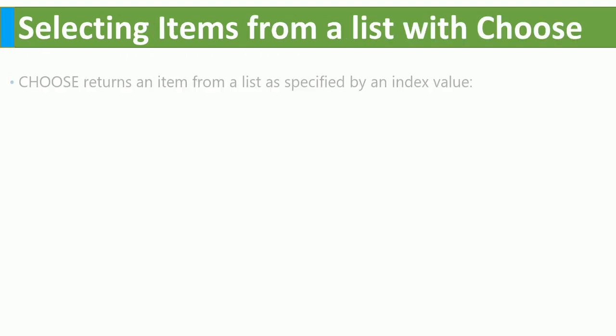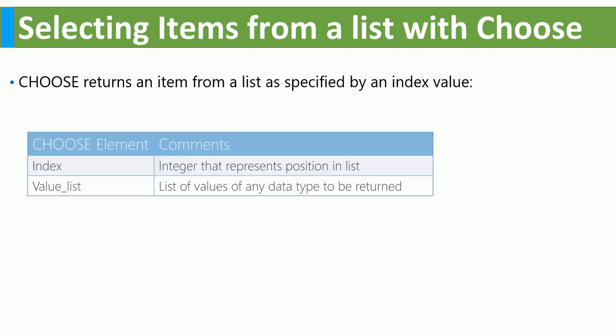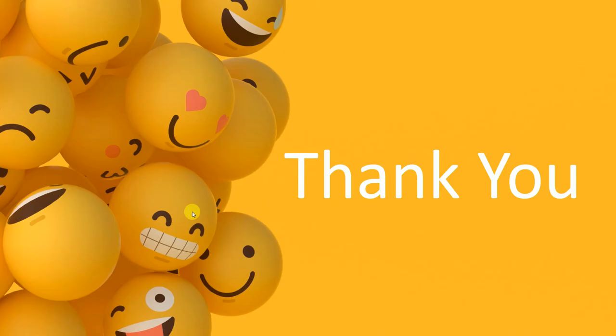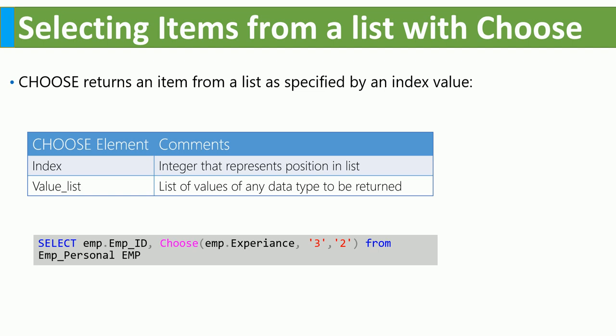Now, here is the CHOOSE command. CHOOSE returns an item from a list of values at the specified index. The index value is an integer that represents a position in the list, and the value list is the data to be returned. Here you select from the table, then choose your column name and whatever value you want to choose, so it will pick up from that column and print the value. So guys, let's move to the practical session, and then I can show you how to use these commands.